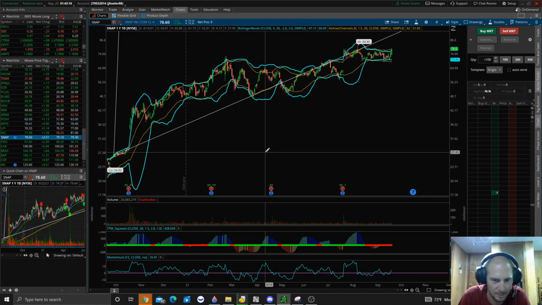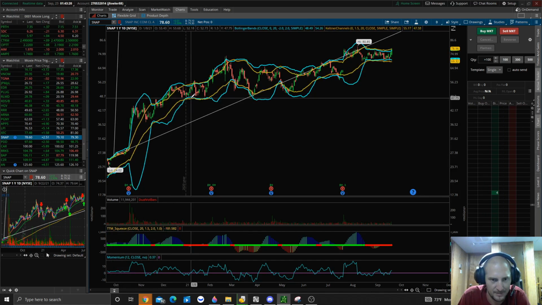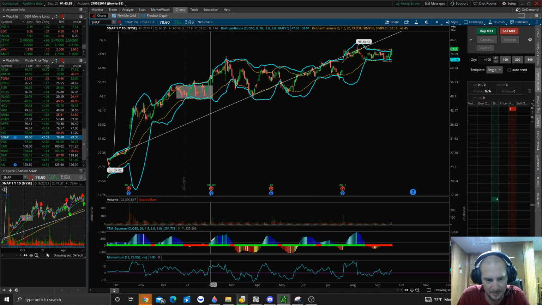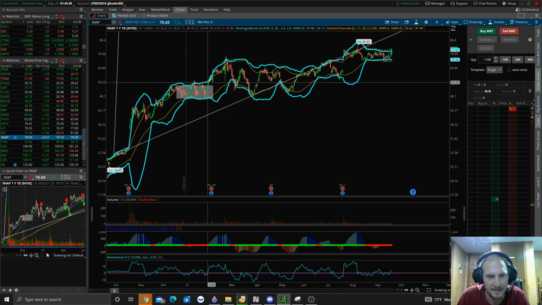Just going to keep looking at some charts here. Snapchat. We are in an uptrend. Here is your period of low volatility. Sort of a breakout in this area. Momentum is increasing. And then 8 to 10 bars later, here's your top. Nice solid squeeze there.